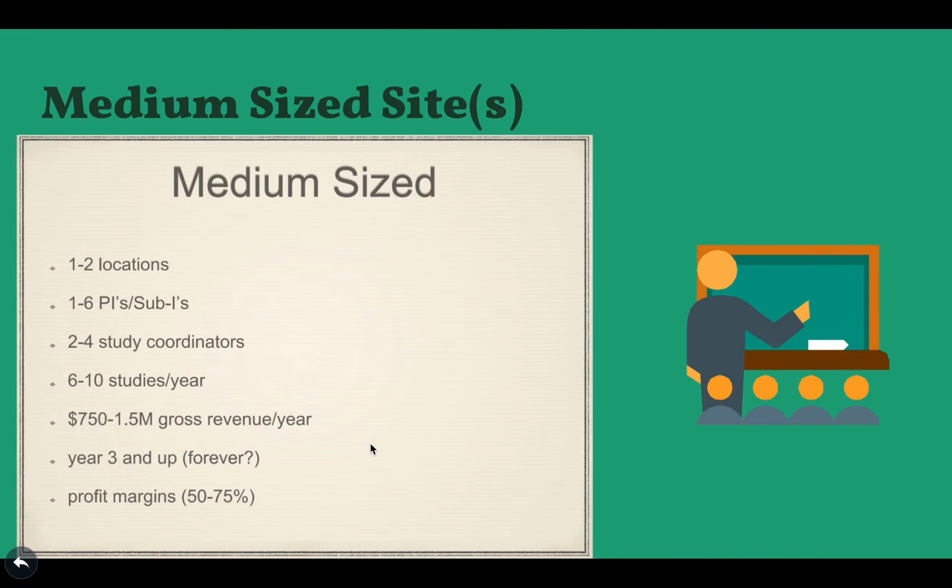No, I know some medium-sized sites with 1 PI. Seriously? Yeah. All right. 6 to 10 studies a year, 750K to 1.5 million gross revenue a year. Usually starts around year 3 and up. This transition is why I think our clients are about to transition to this. Profit margins a little lower, 50 to 75, but still good. That's a medium-sized site. And your profit margins are reduced because of more staff. More staff here, yes.